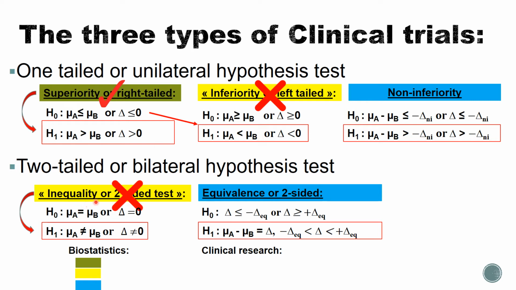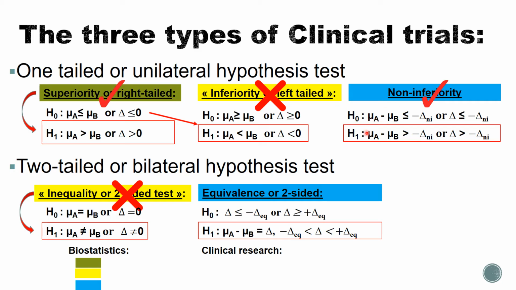And as I was saying, we wouldn't want to perform an inequality trial to say it's like we are confused. Treatment A is either less than or greater than treatment B. We should be more precise as a pharmaceutical company.